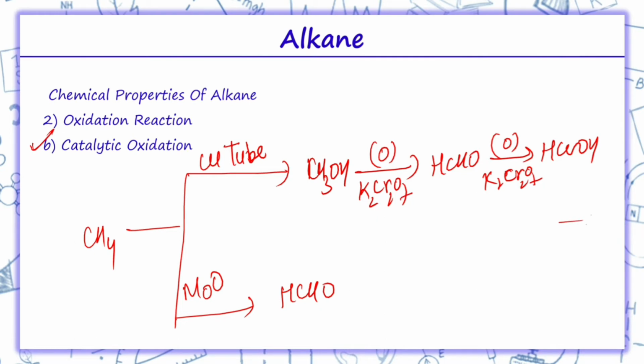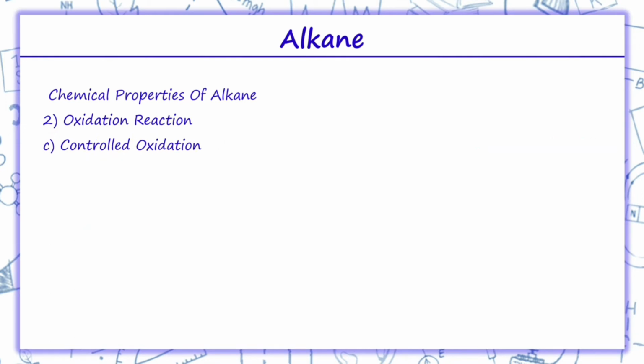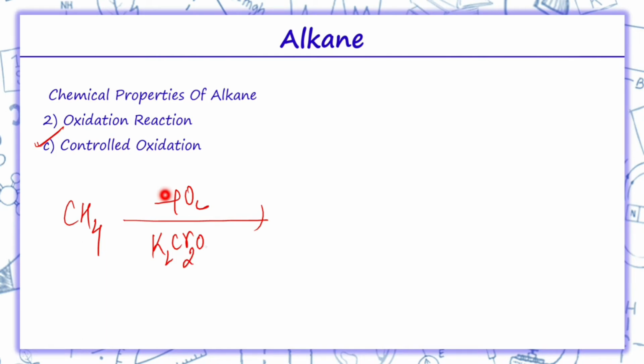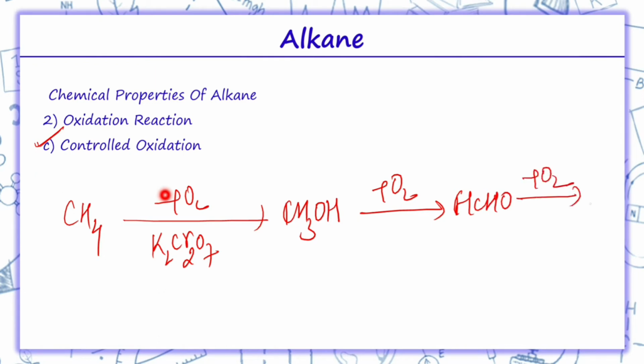Similarly, we have another type of oxidation, that is controlled oxidation. In controlled oxidation, we are taking methane, and methane is oxidized in the presence of K2Cr2O7. We get 1 carbon alcohol, that is CH3OH. This on further oxidation gives HCHO, 1 carbon aldehyde, which on further oxidation gives acid, that is HCOOH. So this reaction is known as controlled oxidation.